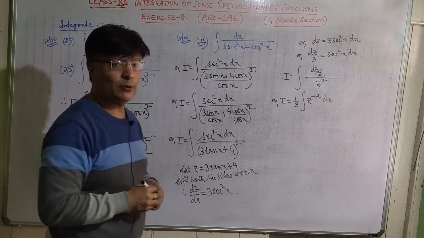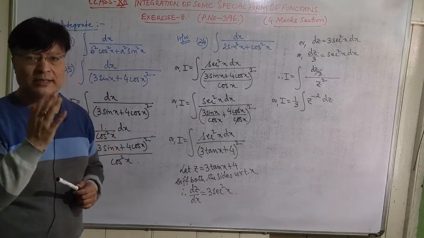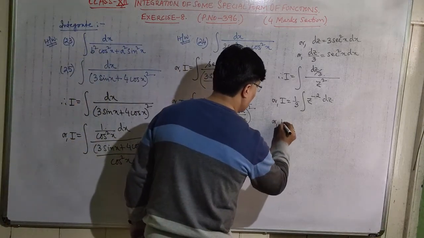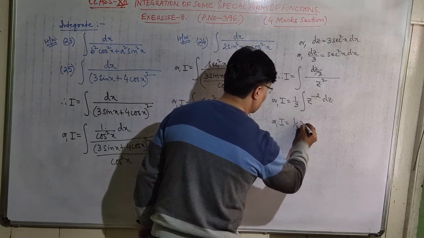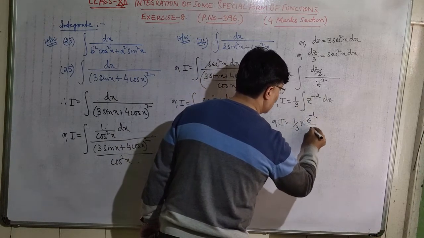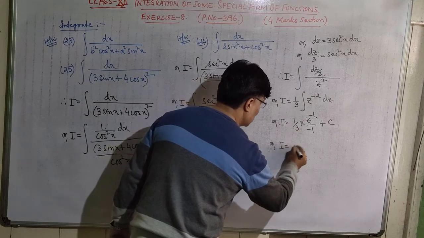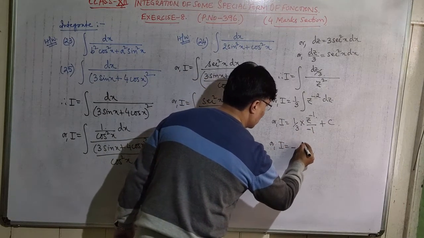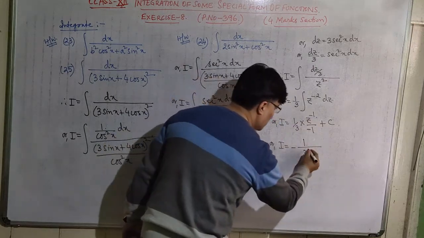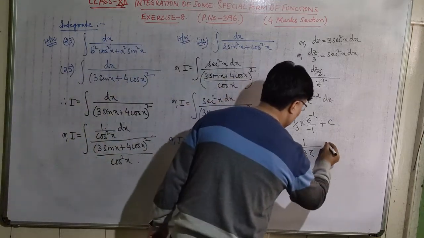So here you can use the formula of x to the power n. What is integration of x to the power n? It is x to the power n plus 1 divided by n plus 1. Or I is equal to 1/3 into, what is the integration of z to the power minus 2? It is z to the power minus 1 divided by minus 1 plus c. Or I is equal to, this minus sign is taken outside, minus 1 upon 3, z to the power minus 1 is taken to the denominator to make it z to the power plus 1. Then you should write plus c.